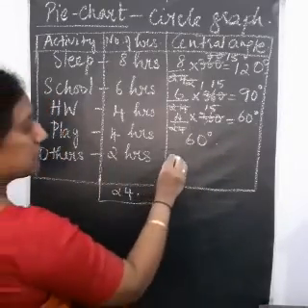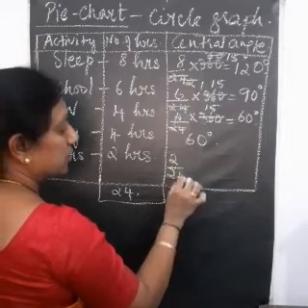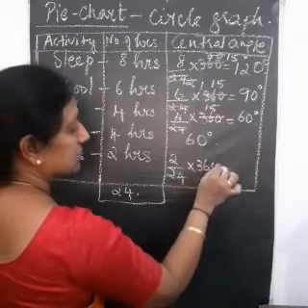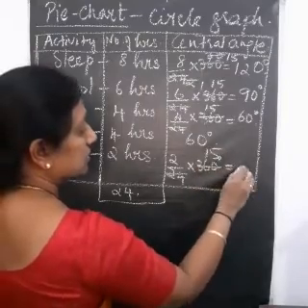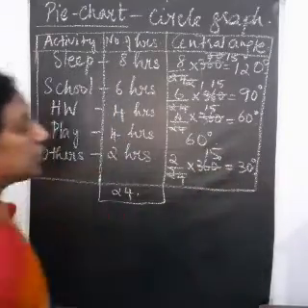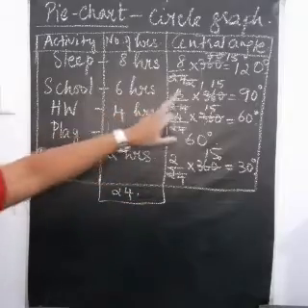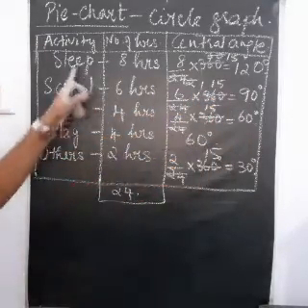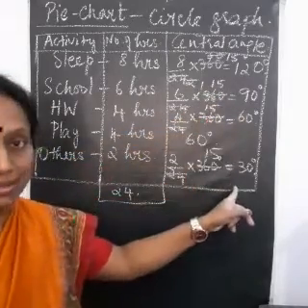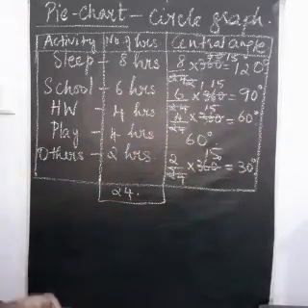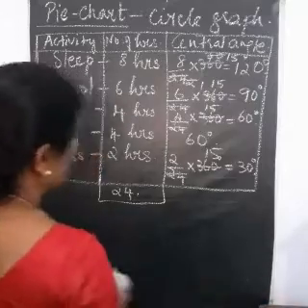Next for 2 hours, just say 2 by 24 into 360. So what will you get? You will get 15 here, so 30 degrees. Now I have got the angle for all the different activities. Okay, this is known as the central angle. Now let us see how this can be represented in the form of a pie chart.